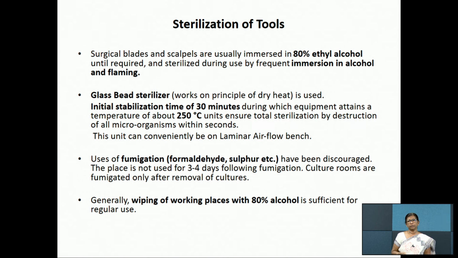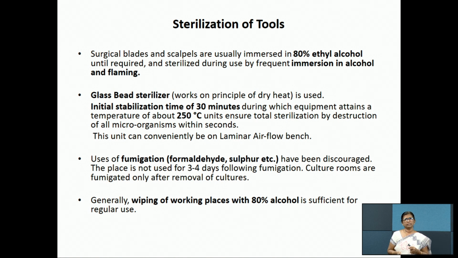Another important one is the sterilization of tools. There are so many tools we use in tissue culture, especially surgical blades, scalpels, forceps, etc. All these cannot be kept in the hot air oven, because the sharpness of the blades will be reduced. That is why you should not use the hot air oven. Mostly the preferred method is dipping the surgical blades or scalpels in 80% ethyl alcohol, that is ethanol. You can immerse it for about 10 to 15 minutes, and then you can show it in the flame and then use it. That is the procedure that is followed.